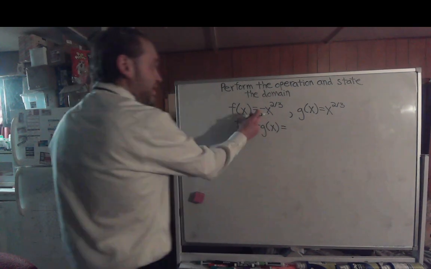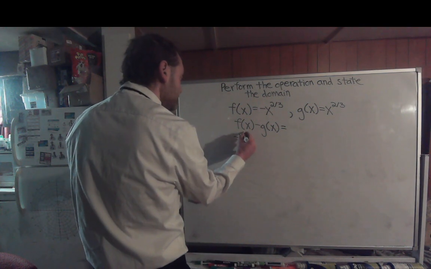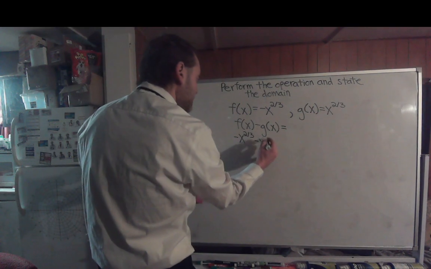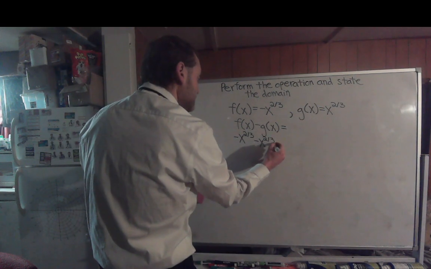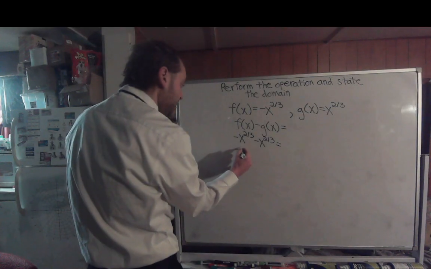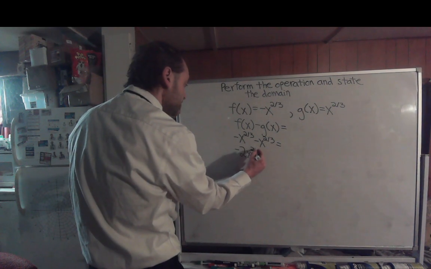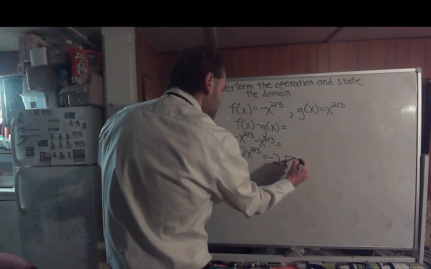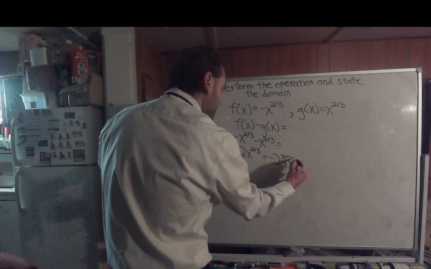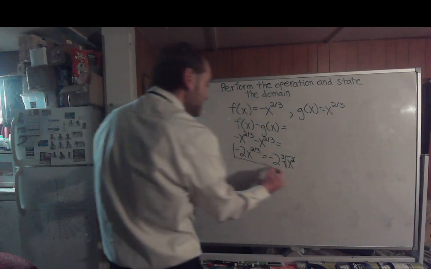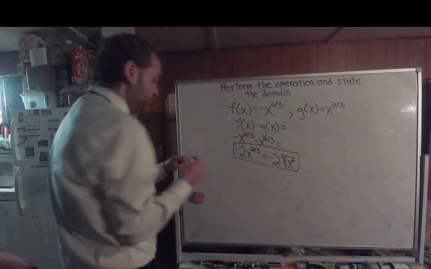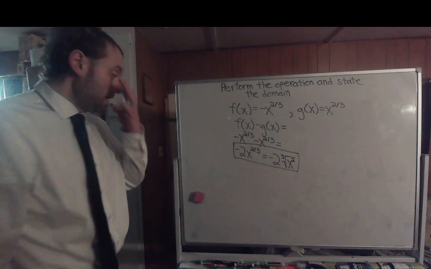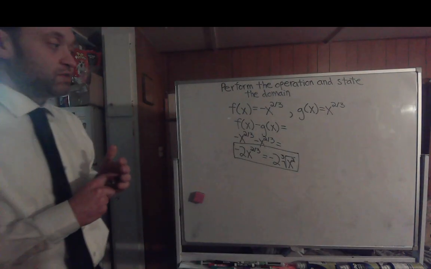So what was f of x? That's negative x to the 2/3 minus the x to the 2/3. So negative x to the 2/3 minus x to the 2/3 would end up giving you negative 2x to the 2/3, which can also be rewritten as negative 2 times the cube root of x squared. Either way, you could write this as negative 2x to the 2/3 or negative 2 times the cube root of x squared. Now, we have to ask ourselves what the domain is.